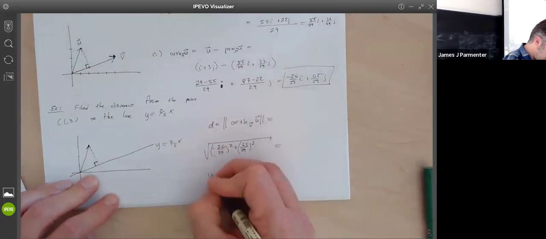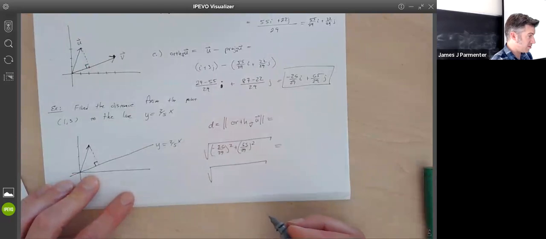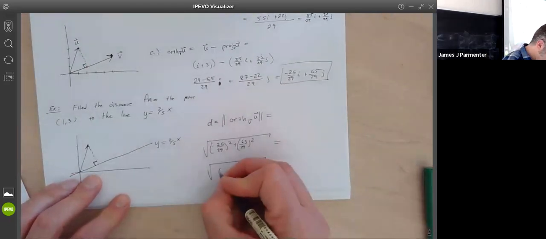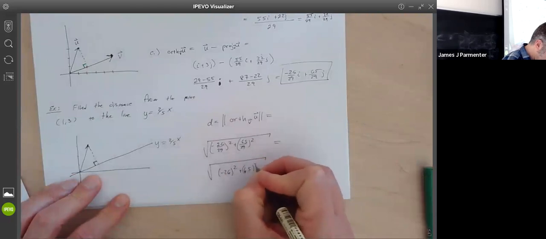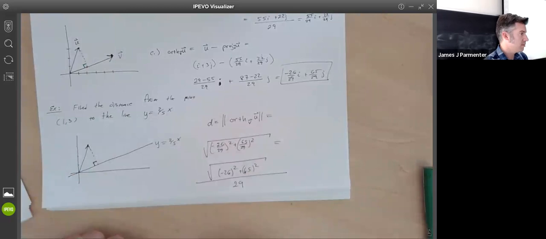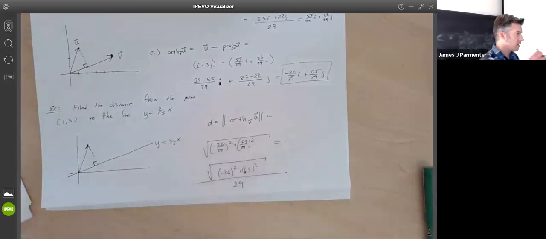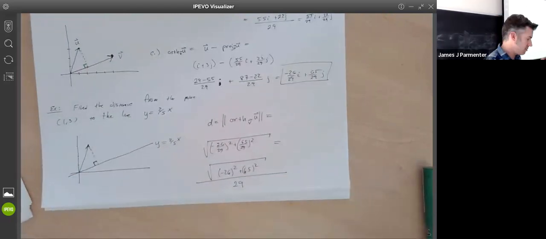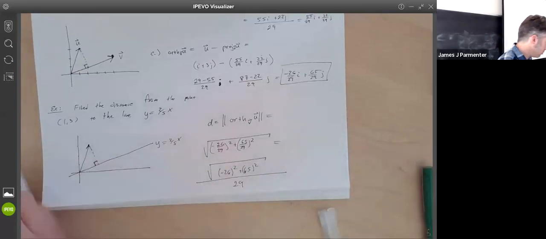And that's going to be, well, I know the denominator is going to be 29 squared, and the square root of 29 squared is 29. So I can rewrite this as the square root of negative 26 squared plus 65 squared, and then it's all divided by 29, because the square root of 29 squared would just be 29. And that's some number that's large-ish, at least in the square root there.